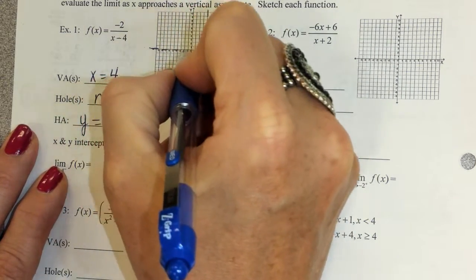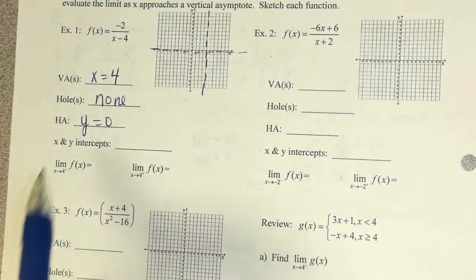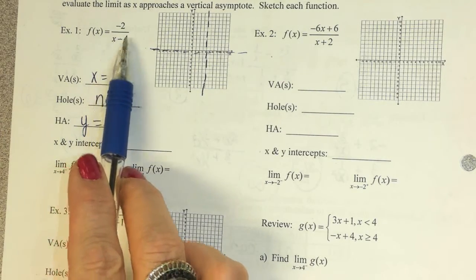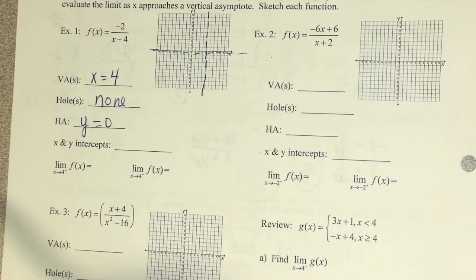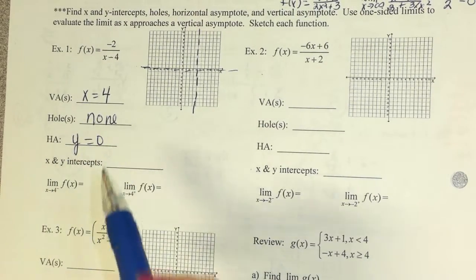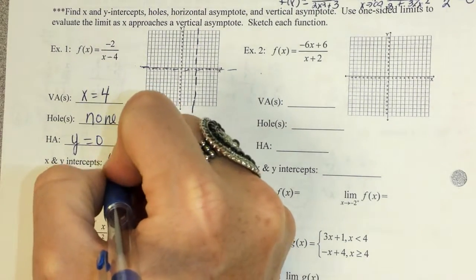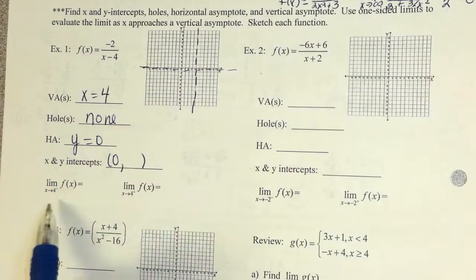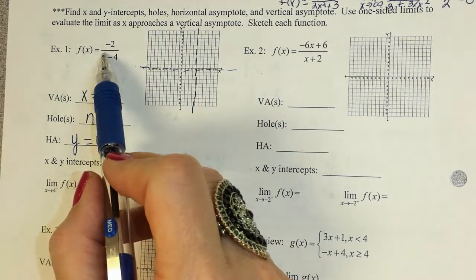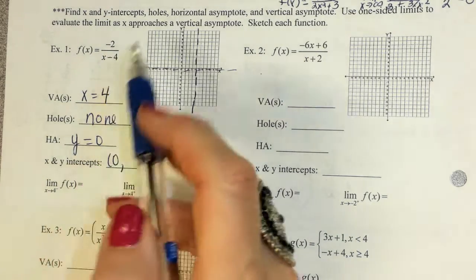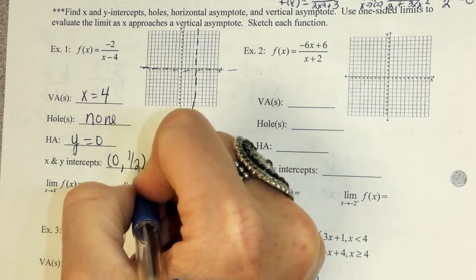If you did not remember that, then you would need to do divide by x everywhere and do that method. x and y intercepts. I'm going to plug in 0 for x. That's going to find my y-intercept. If I plug in 0 for x, I get -2 over -4. That's 1/2.